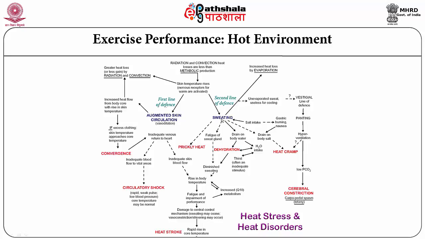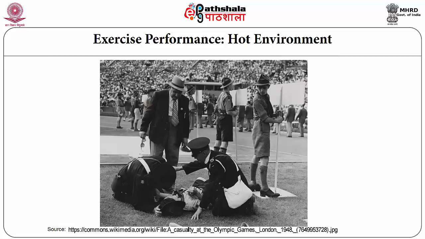So if that sweating continues, then there is also loss of water and also salt from the body. If only water gets drained out from the body, I have mentioned that dehydration takes place. If salt also gets drained out, then we get different kinds of cramps, muscle cramps. If excessive sweating takes place, then you get a sensation of prickly heat. So there can be fatiguing of the sweat glands, there is diminished sweating, and then there is a rise in body temperature, fatigue and impairment of performance, and then damage to the central control mechanisms, and finally a rapid rise in body temperature, which is the final state we often see as heat stroke, which is sometimes very fatal. This is a photograph from one of the Olympic events when the person fell down and is in a heat stroke situation.